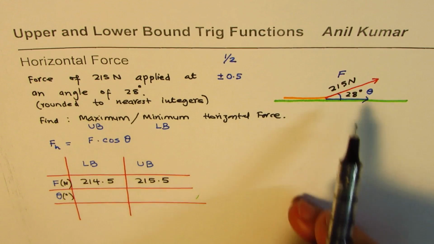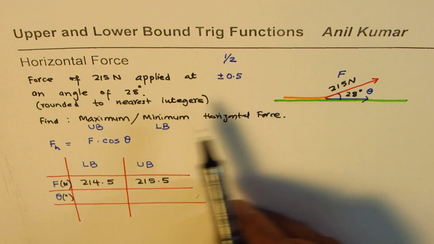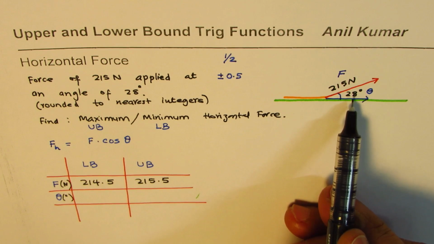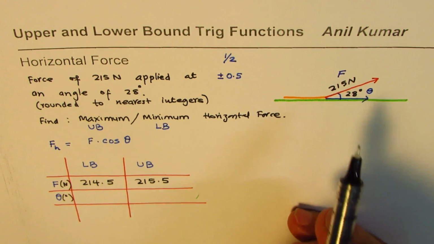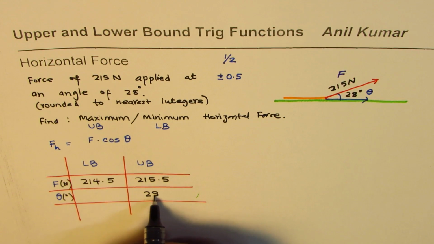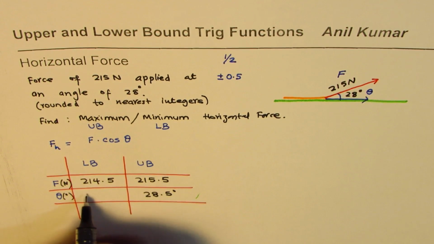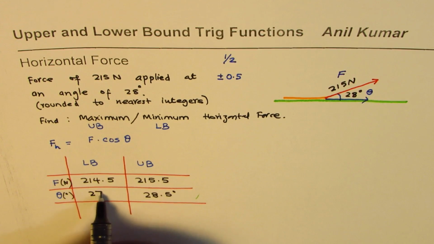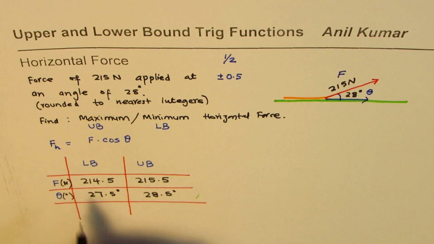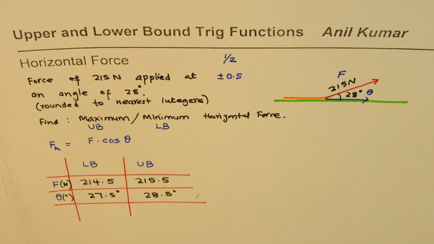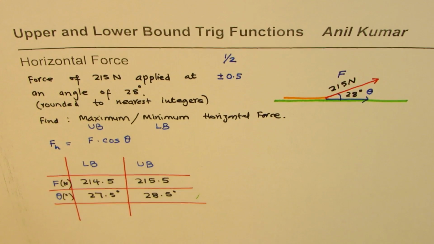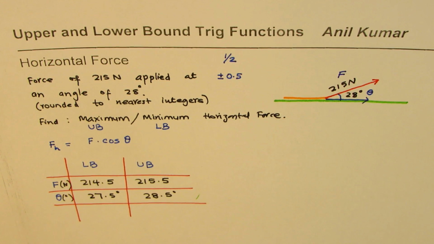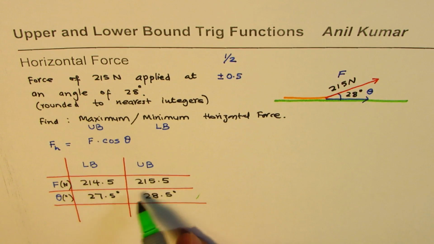Now, as far as the angle is concerned, it is also rounded to the nearest integer, right? So here also we have to add and subtract 0.5. So the upper bound will be 28.5 degrees and the lower bound will be 27.5 degrees, correct? So these are my possible values, which will give us the result for maximum and minimum horizontal force.